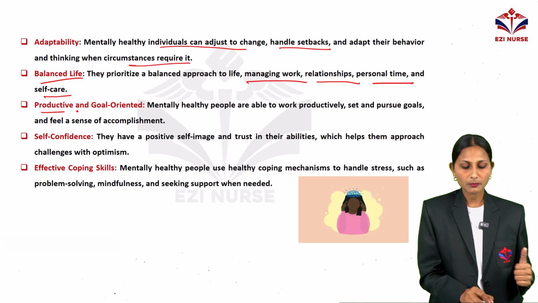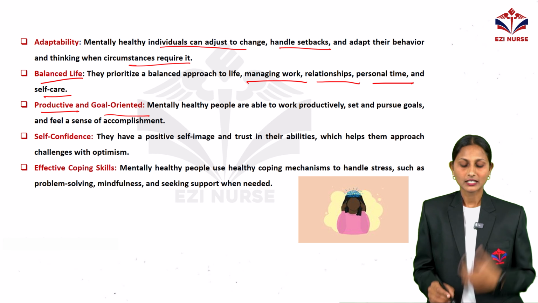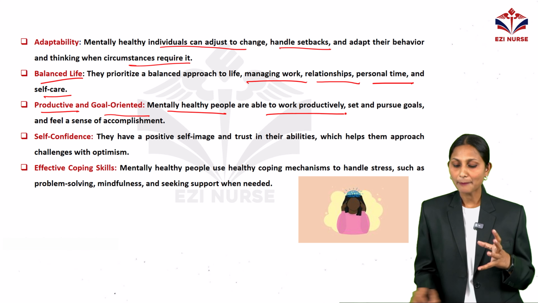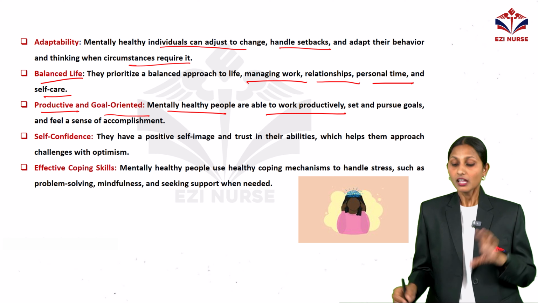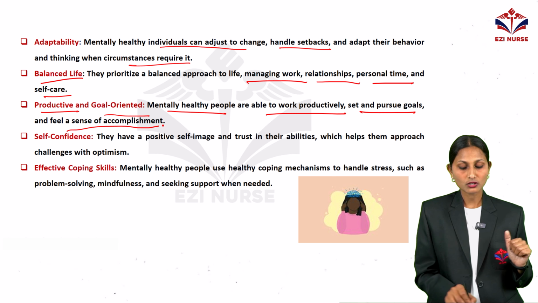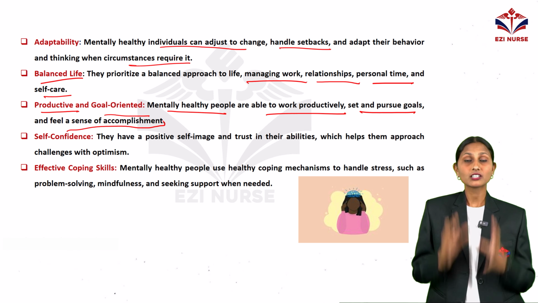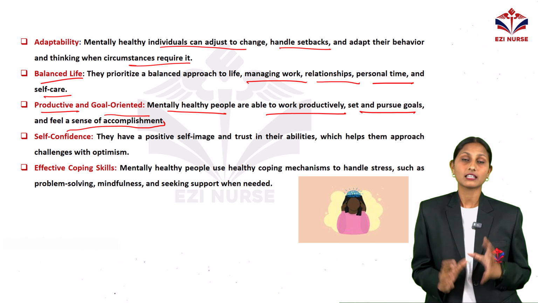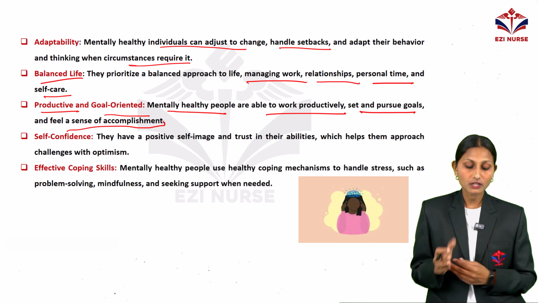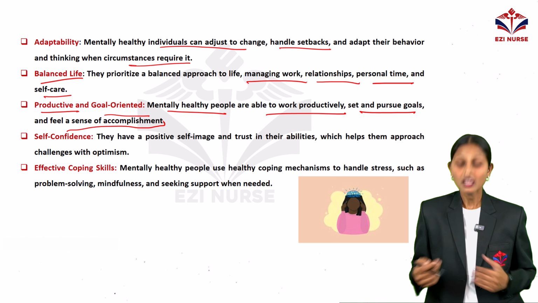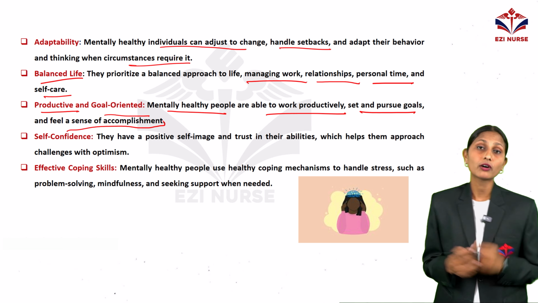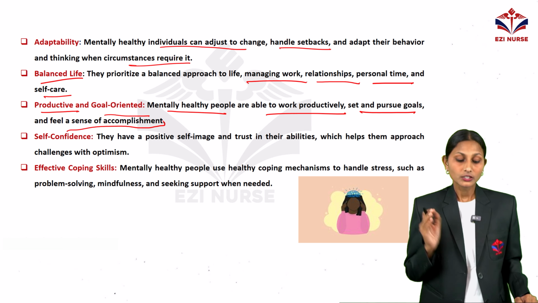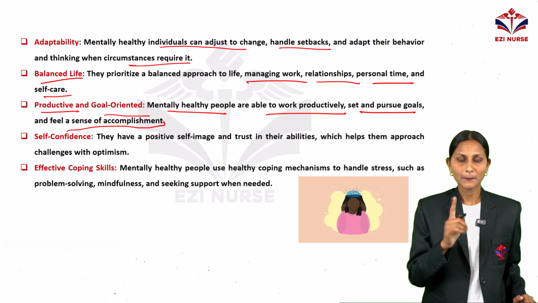The next one is being productive and goal-oriented. Mentally healthy people are able to work productively. They will show productivity in their work, and set and pursue goals with a sense of accomplishment. Whatever goal they have set in their life, they will try to achieve it. They will always be goal-oriented and work productively. That is one of the important and biggest characteristics of a mentally healthy person.